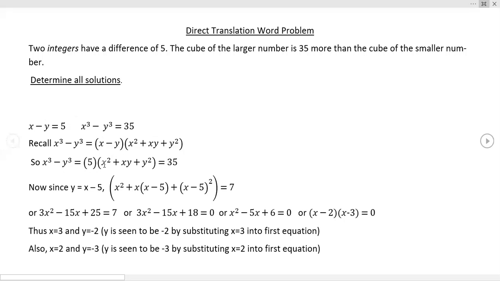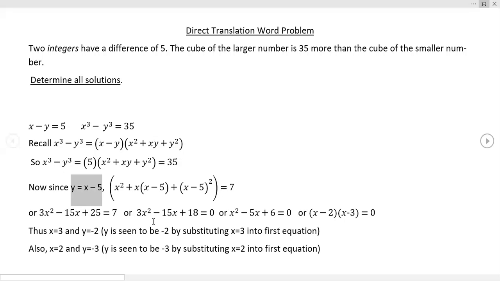But also notice that we had x and y kind of bound together here. That was an initial condition from our direct translation, and it can be rewritten like this: y is equal to x minus 5, right? Now that's useful because we have two occurrences of y right here. So you replace this y with x minus 5, and then you replace y squared with the quantity x minus 5 squared. Okay, and notice the 7 is there because again I divided both sides by 5, and the 5 went away on this side. And 35 divided by 5 is 7.